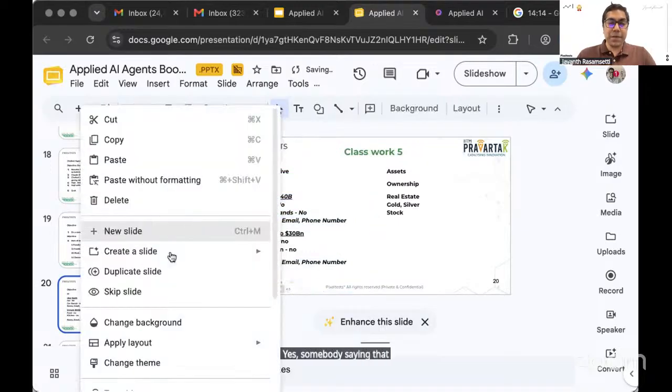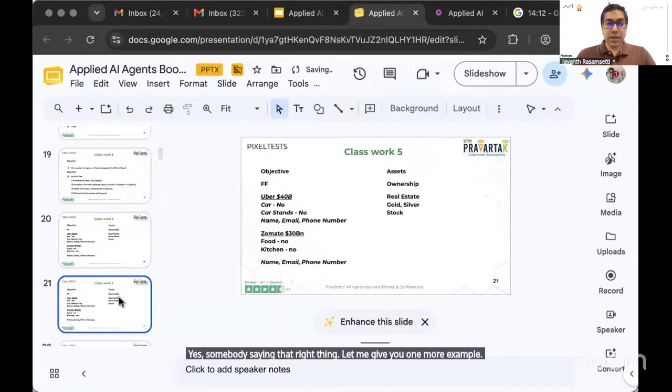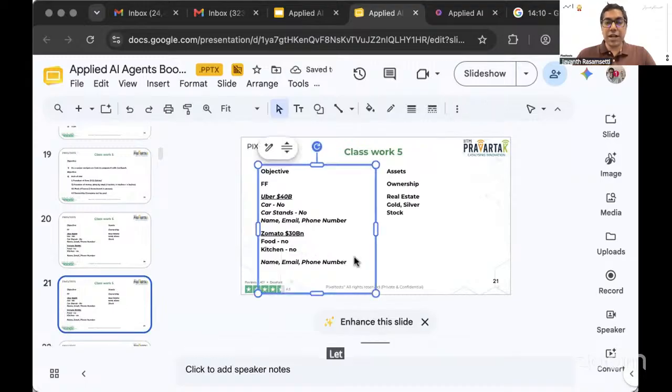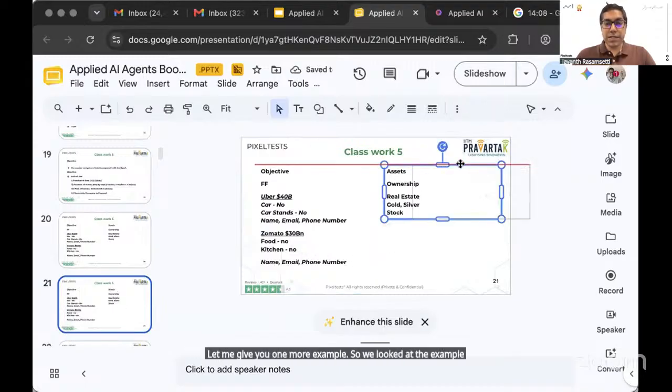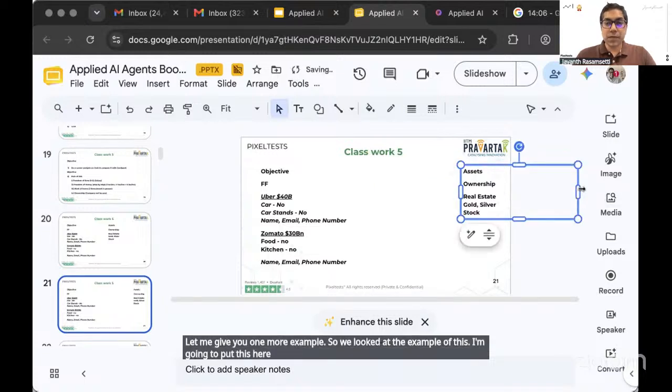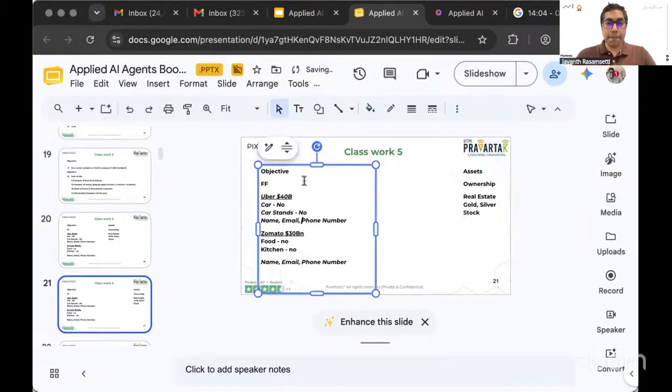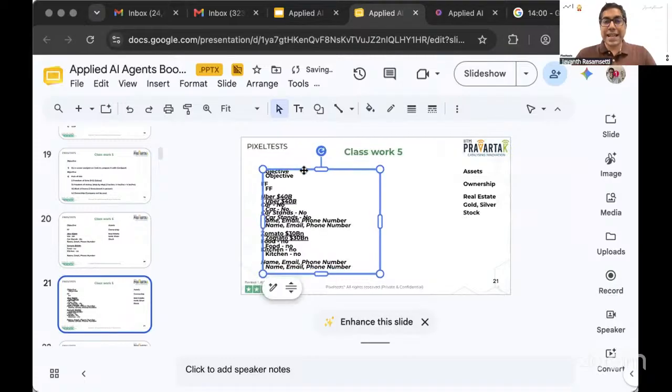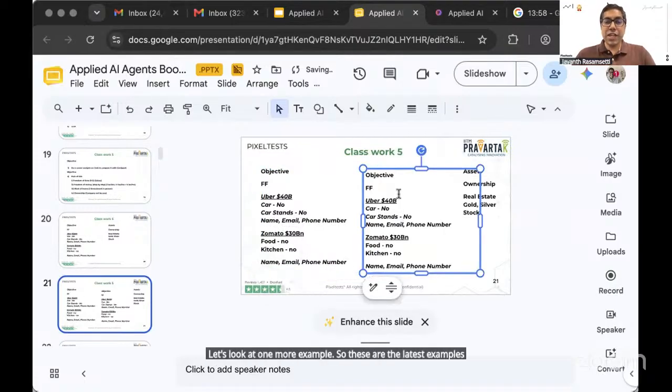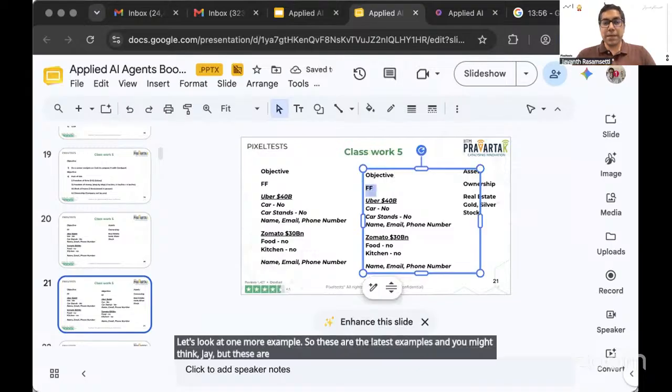Let me give you one more example. So we looked at the example of this. I'm going to put this here. Let's look at one more example. So these are latest examples, and you might think, Jay, but these are latest examples. Give me old examples.